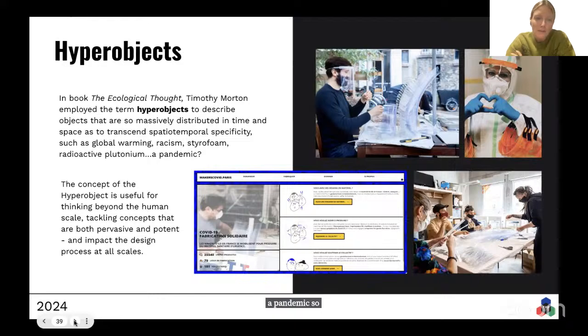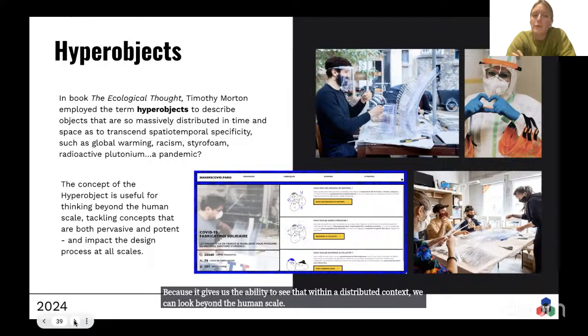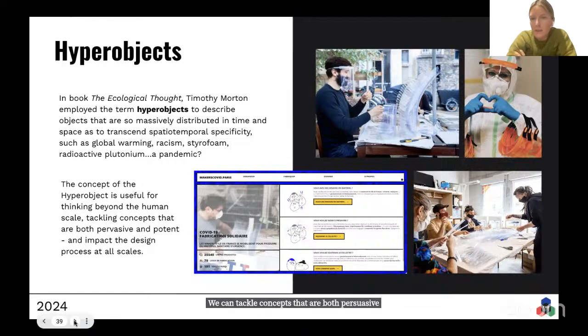So the concept of the hyperobject, I think this is so useful because it gives us the ability to see that within a distributed context, we can look beyond the human scale. We can tackle concepts that are both pervasive and potent and impact the design that we do at all scales. So I'm going to give you an example to try to concretize this. The example is a pandemic. During the pandemic, the distributed design community got really active in designing face masks.